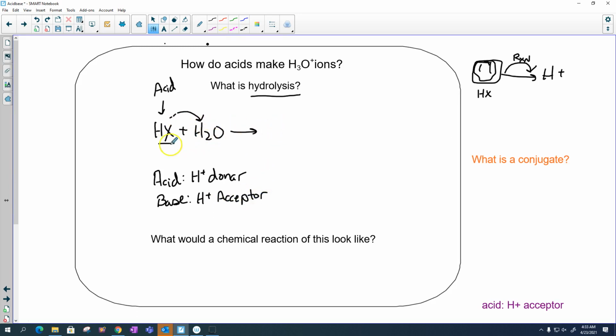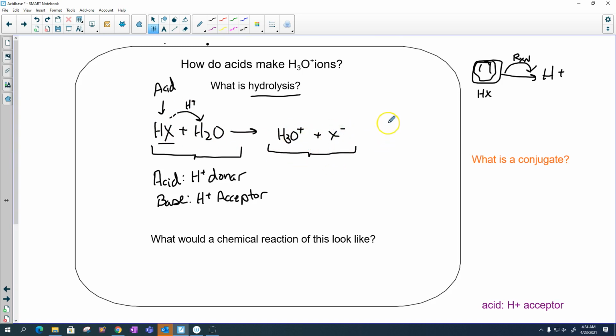Alright, so what do we get? Now remember, in a chemical reaction, the left-hand side really is just a snapshot before, and this is a snapshot after, and there's a little rearrangement that's occurring in between here. So if this guy gives this guy an H+, then what's left? Well, this guy becomes H3O+, and this guy becomes just X negative.